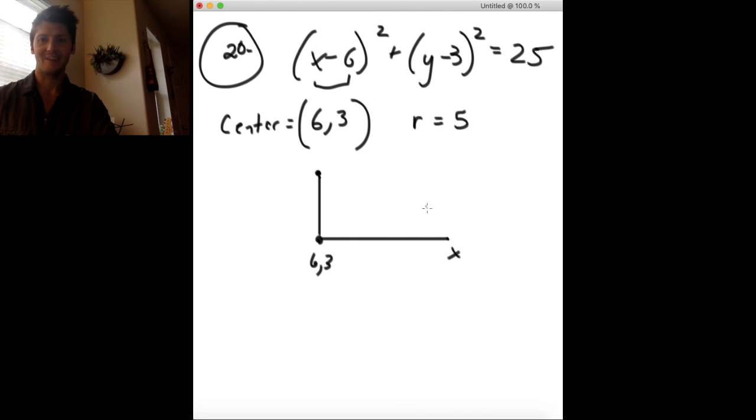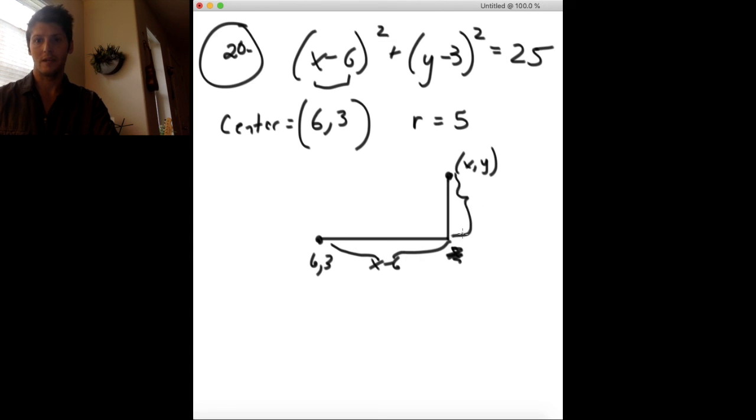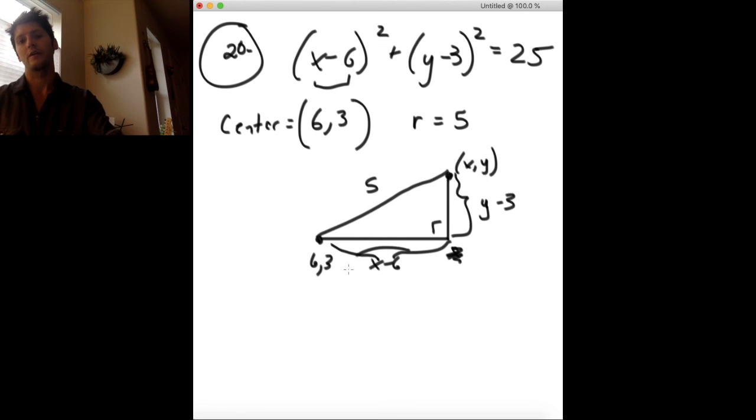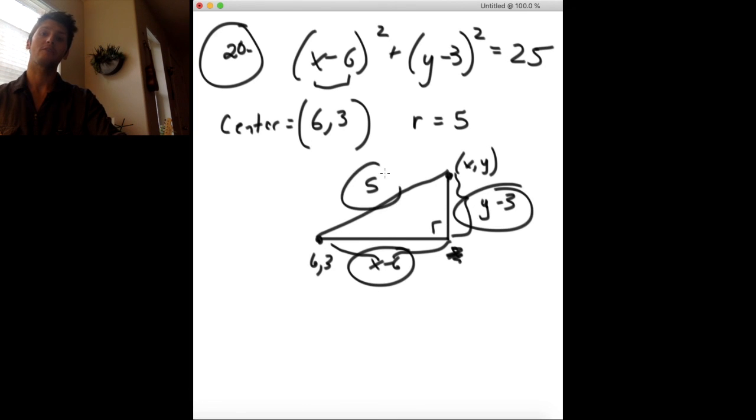Here it is. Here's our point x, y. And we could say that x minus 6 is this distance from here to here. And then this distance is y minus 3. And then the radius is 5. So think about it like the Pythagorean theorem. This thing squared plus this thing squared equals 5 squared. So that's the important background information for number 20.